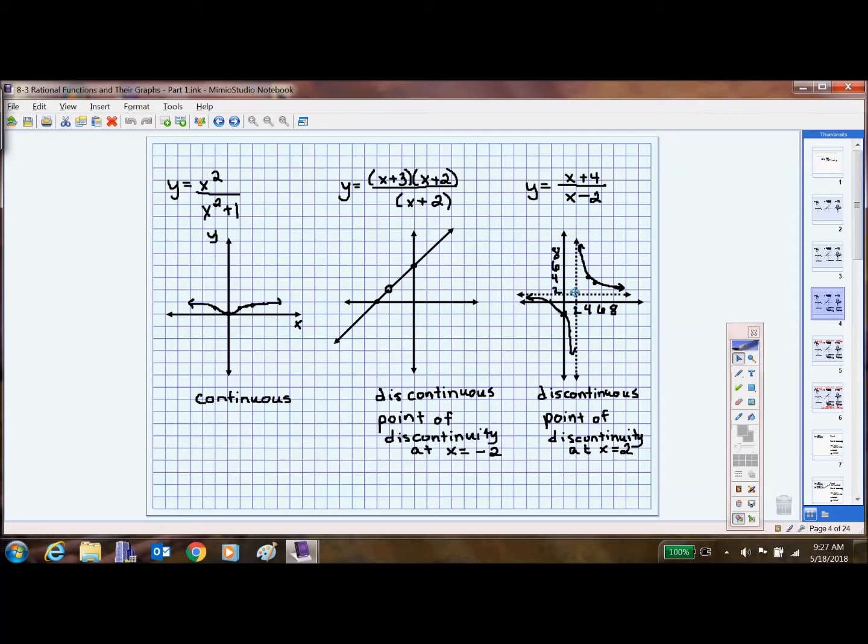And so over here, 2 is our place where you'd have to pick up your pencil. And here, negative 2 is where you'd have to pick up your pencil. And I'll let you write that down.